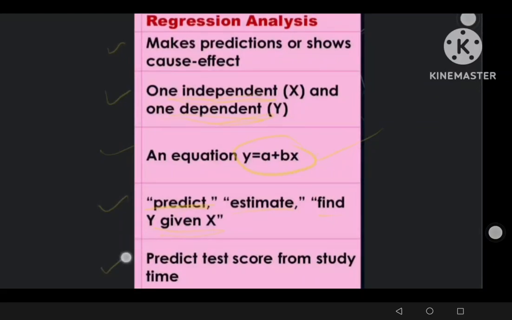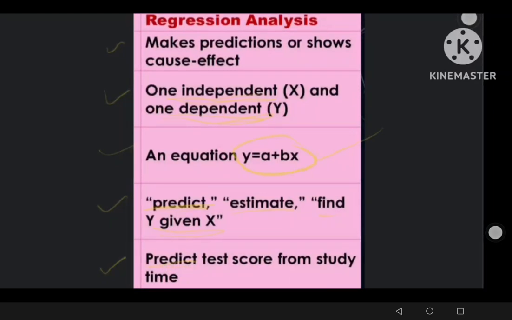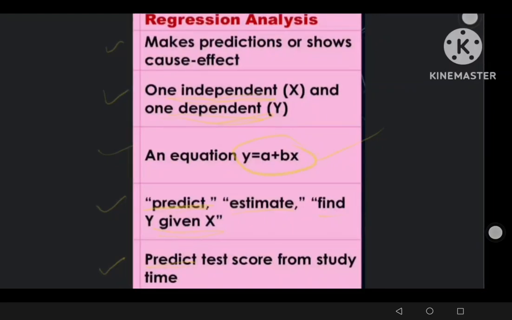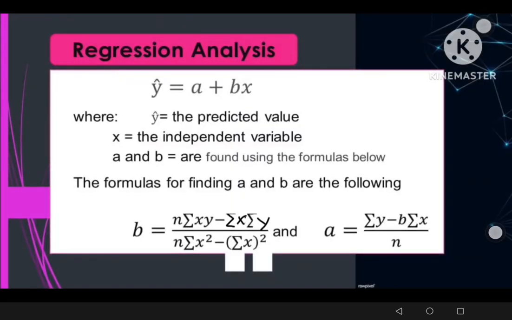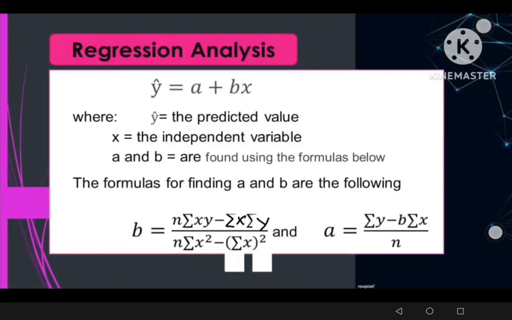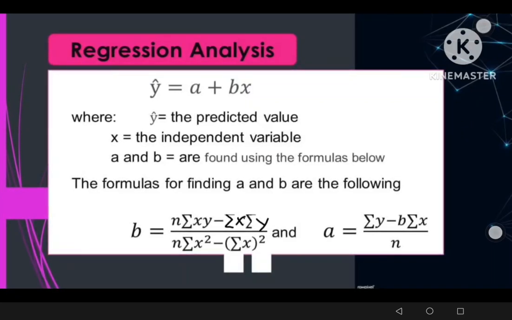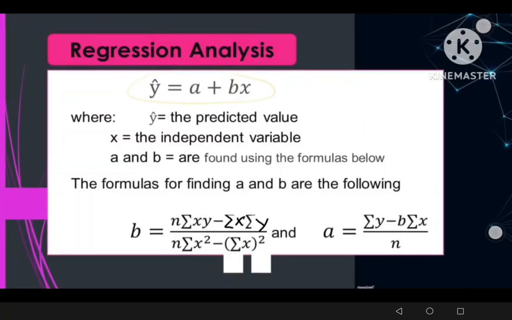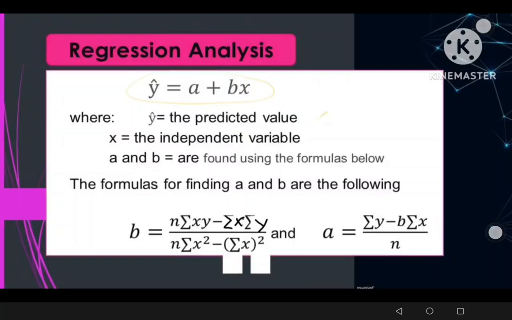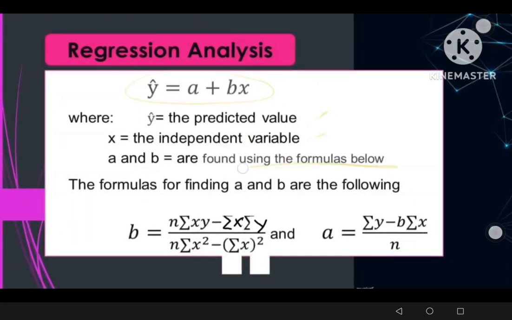For example, predict the test score from study time. So we're going to use the formula of regression analysis. These are some of the keys that we need to know. We have here our given formulas for b and a. Before you proceed to our equation, y is equal to a plus bx, where y is the predicted value and x is the independent variable. a and b are found using the formulas below.